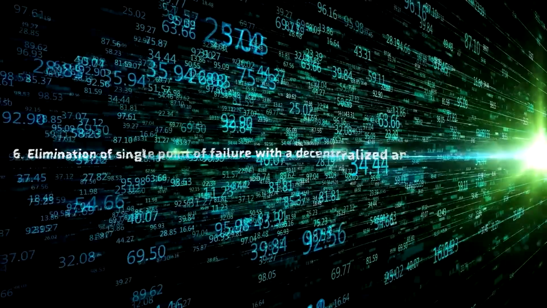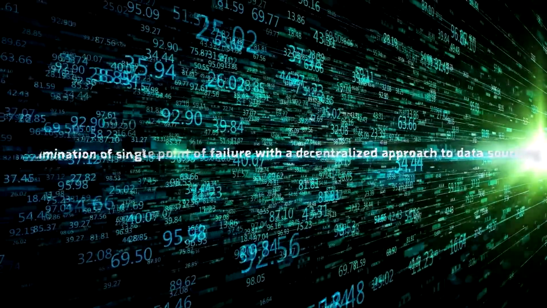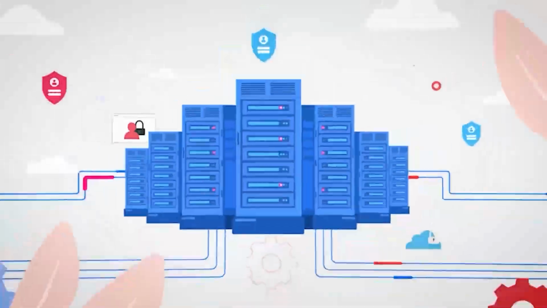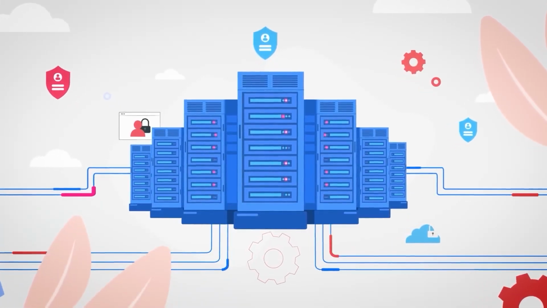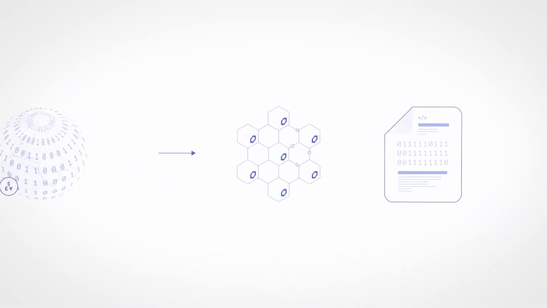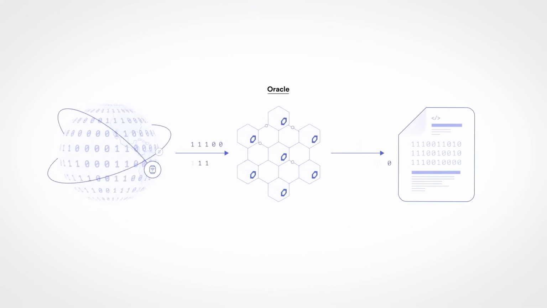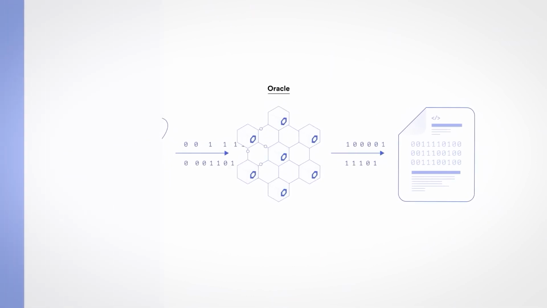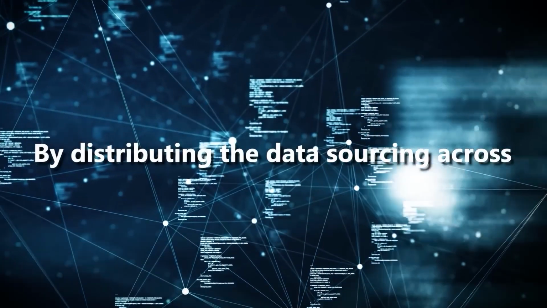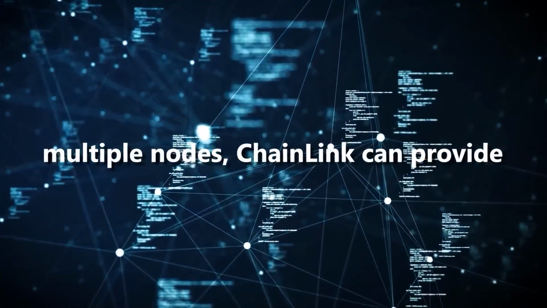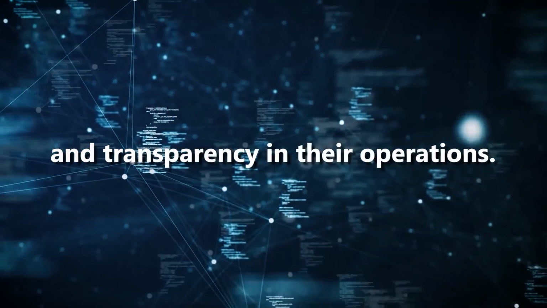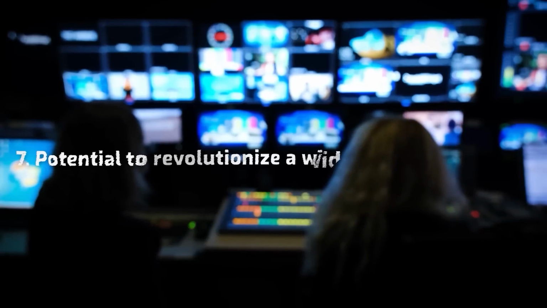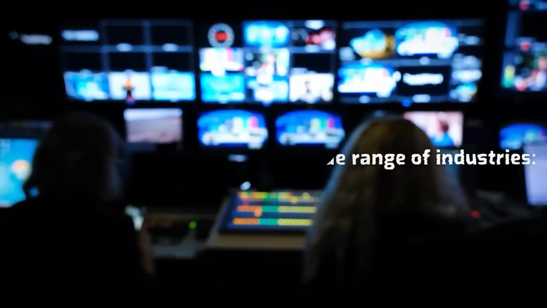Number 6. Elimination of single point of failure with a decentralized approach to data sourcing. Traditional data sourcing methods often rely on a centralized data provider, which can be vulnerable to system failures, hacks, or attacks. On the other side, Chainlink's decentralized approach to data sourcing eliminates the risk of a single point of failure, making it more secure and reliable. By distributing the data sourcing across multiple nodes, Chainlink can provide businesses with greater security, reliability, and transparency in their operations.